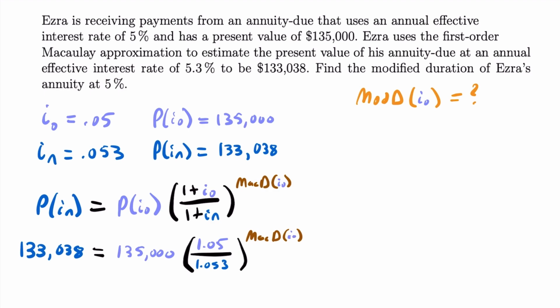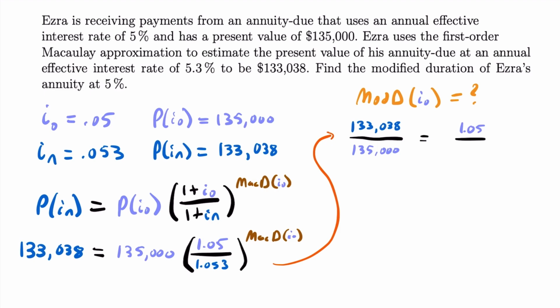It looks like it's going to be a little bit tricky at the moment, but it's nothing that we can't do. First thing I'm going to do is divide both sides of the equation by 135,000. Our goal here is going to be to isolate the Macaulay duration, but before we can even talk about doing that, we need to get this constant multiple on the other side by dividing both sides of the equation by it. So let's continue our work up here. We'll have 133,038 divided by 135,000, and that's going to be equal to 1.05 divided by 1.053 to the power of the Macaulay duration.